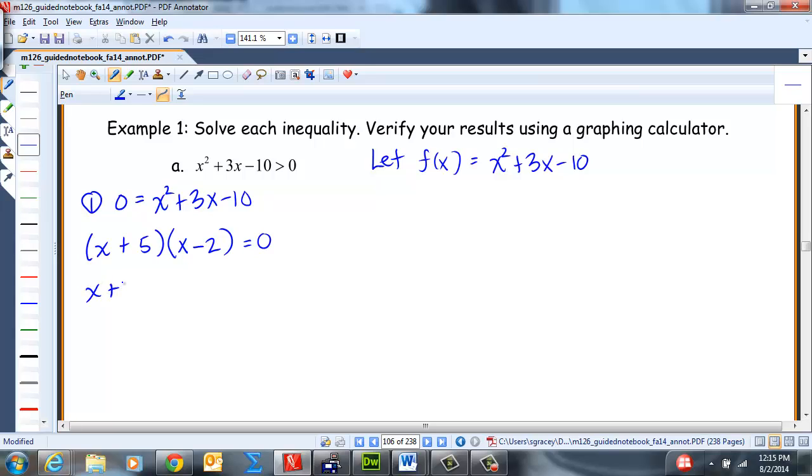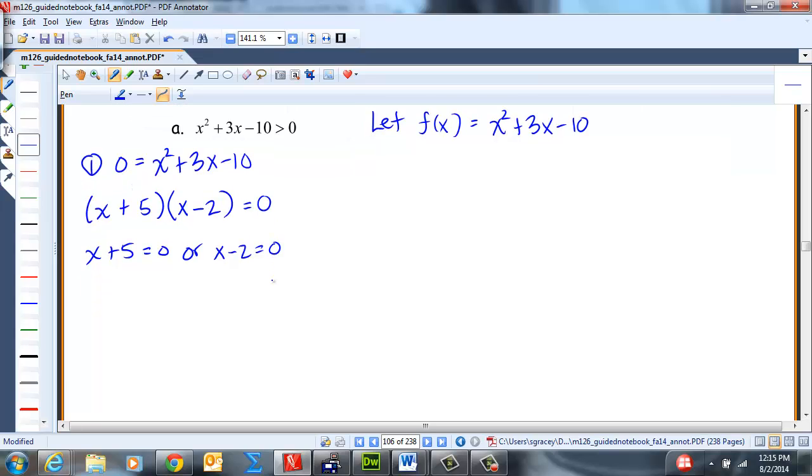So x plus 5 is 0, or x minus 2 is 0. If you wanted to use the quadratic formula, you can do that as well. You'll get your results just fine. So we'll get x is equal to negative 5 or x is equal to 2. So we have just found the zeros of the function.